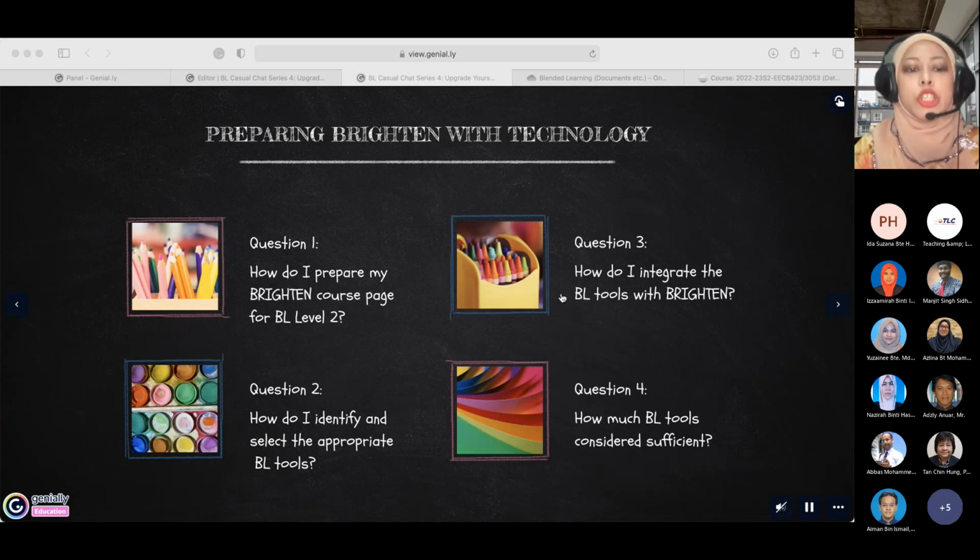So I hope that it has achieved what we wanted for the BL Casual Chat: to tackle the problem of not understanding what BL Level 2 is, the misconception. I hope I have demystified the term enhanced learning. Everyone should be at the right level, BL Level 2, unless you are doing lab courses. I do not require you to get to this level. No Padlet, no Mentimeter, no need. You just need to upload your course slides, your lab manuals, your tutorial worksheets.